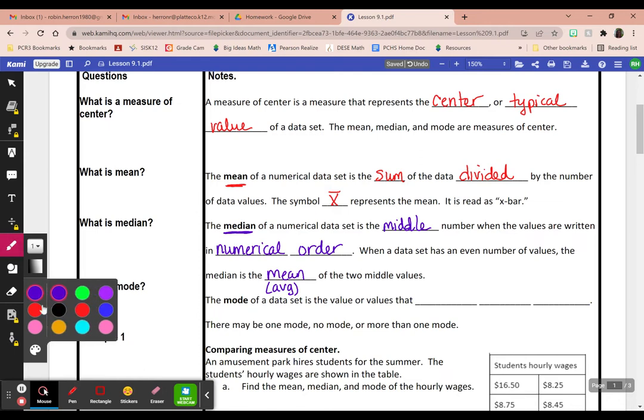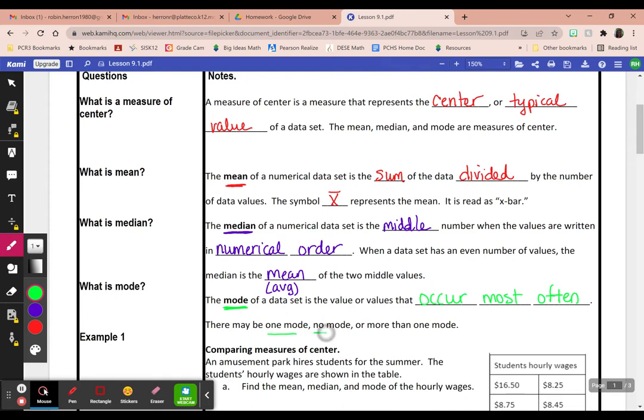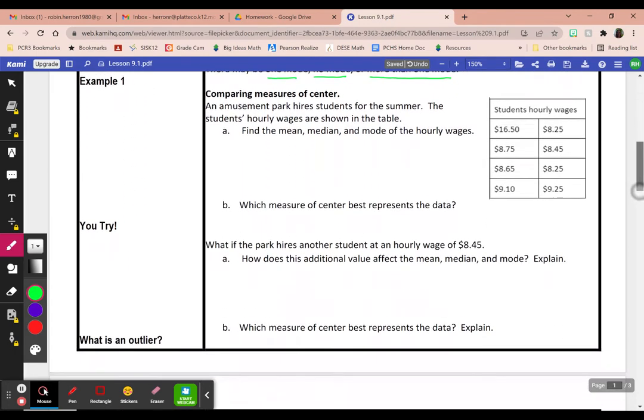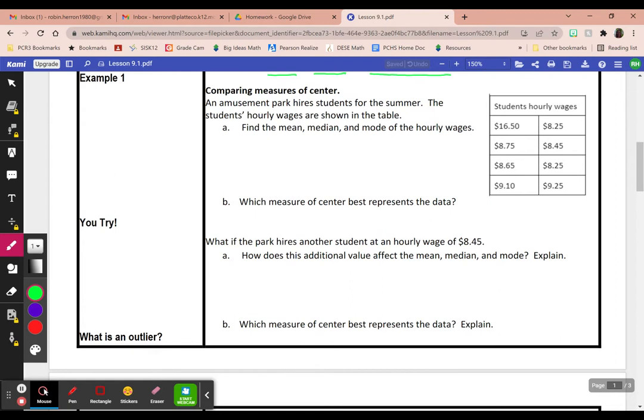Okay. So last one here would be the mode. The mode of a set of data is the value or values that occur most often. So I always think about mode means most. All right. So the thing you need to remember about mode is there may be just one mode. There might be not one at all if nothing appears more than any other number. Or there could be more than one. So if you have 2 or 3 numbers that all appear the same amount of times, then there's going to be more than one mode.